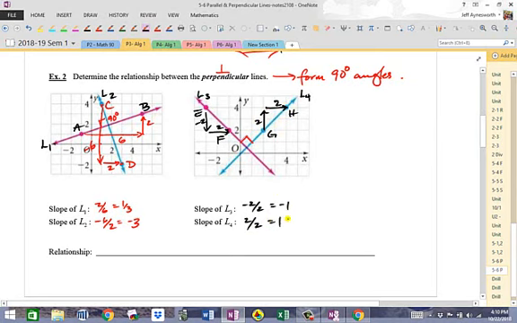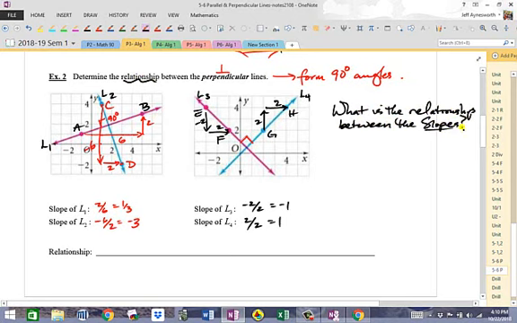So the big question here is, what is the relationship between these slopes? If you can answer that question, then you can answer the main question: what is the relationship between perpendicular lines? The first thing you've got to figure out is the relationship between these slopes. I'm talking about 1/3 and -3. I'm talking about -1 and 1. What kind of numbers are these?